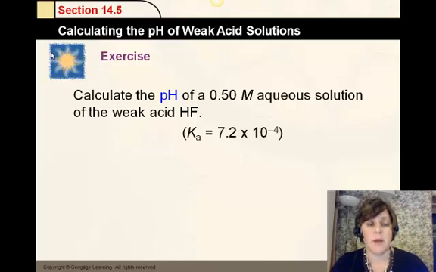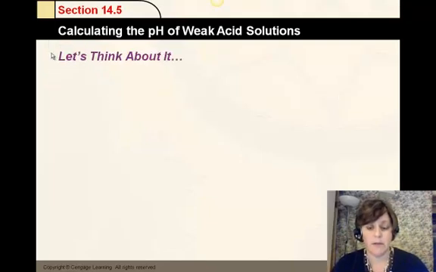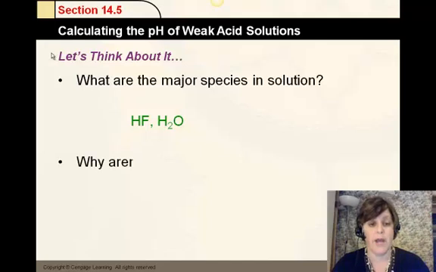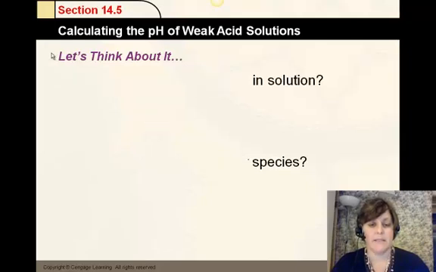So let's get on to some problem solving. Calculate the pH of a 0.5 molar aqueous solution of the weak acid HF. And that Ka value is 7.2 times 10 to the negative 4. So how do we do it? Well, we think about the major species in solution. We know HF and we know water are two of the major species. Certainly not hydrogen or fluoride ion. And that's because it doesn't ionize well and form those ions.